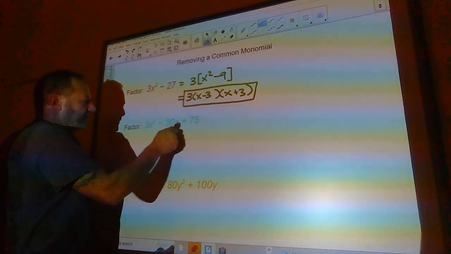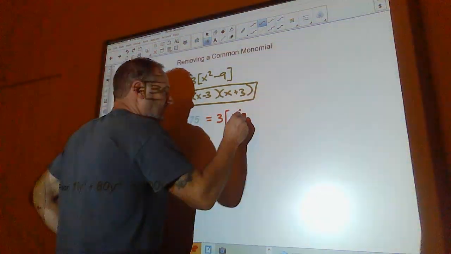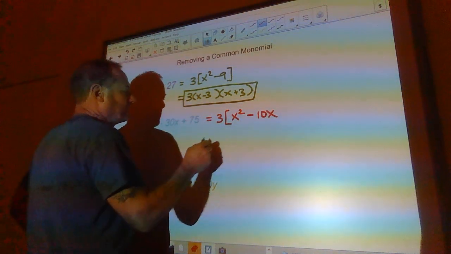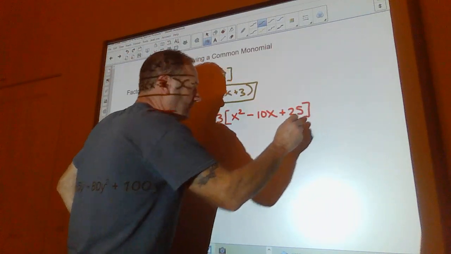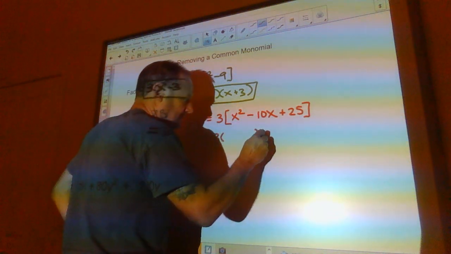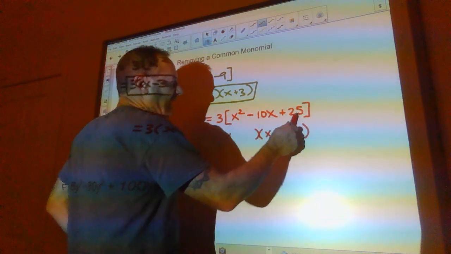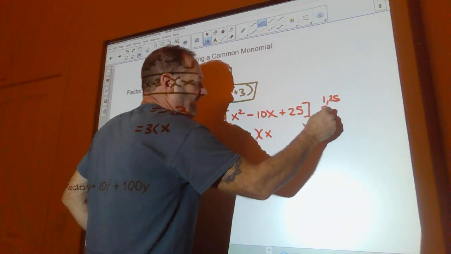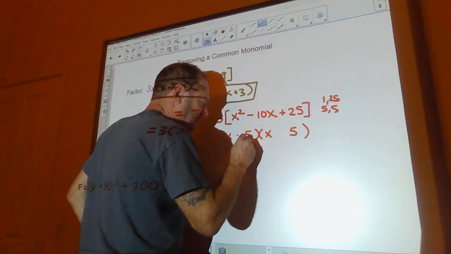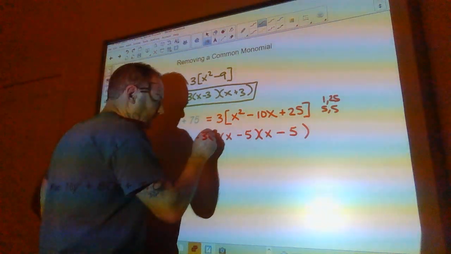Okay. These are all divisible by 3, so let's get that 3 out of there first. That's going to leave me with an x squared minus 10x, and then this is going to be plus 25. Okay, now this is factorable here. So my factors of this are x and x. Factors of 25: 1 and 25, 5 and 5, and I need to make negative 10. Well, 5 and 5, I can make a 10 if they're both negative, and a negative times a negative is a positive, and so this works. I'm done.